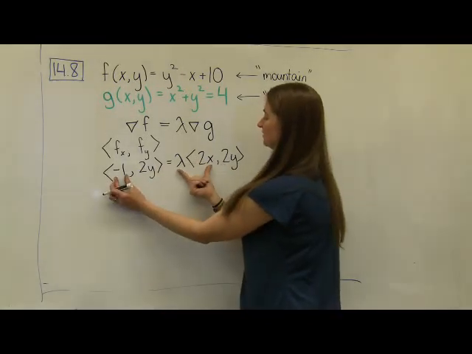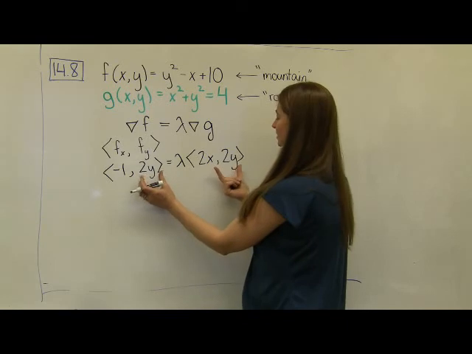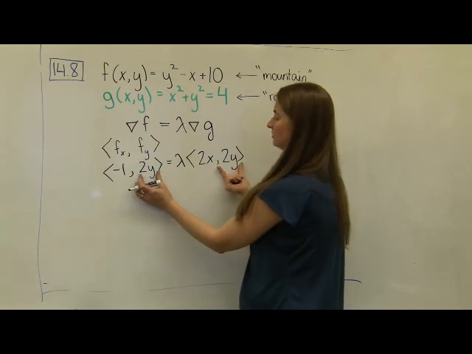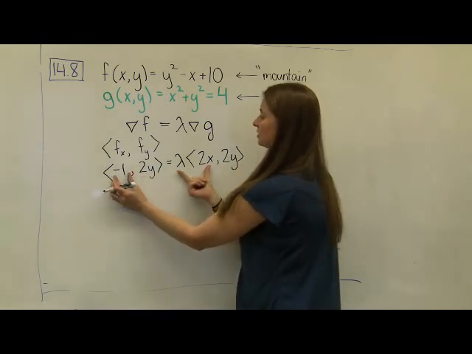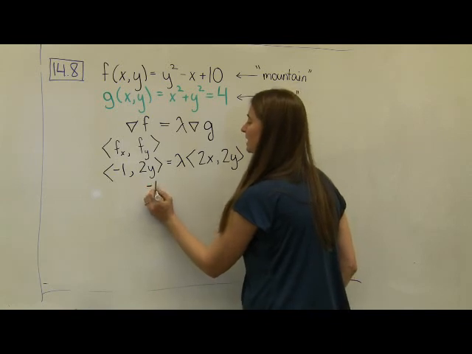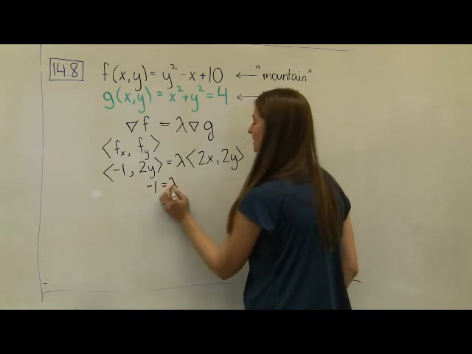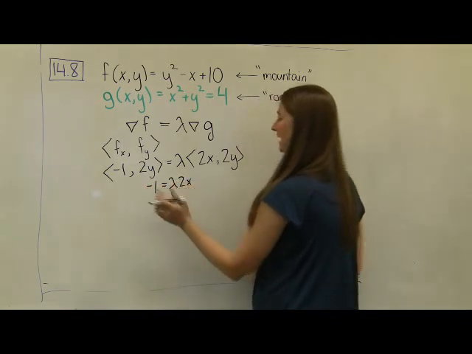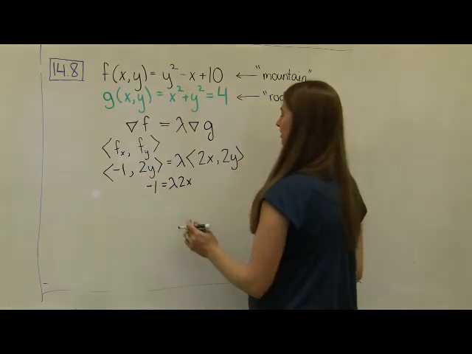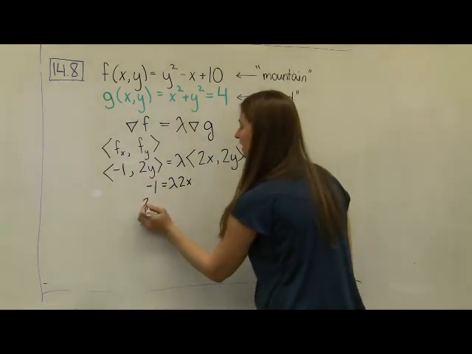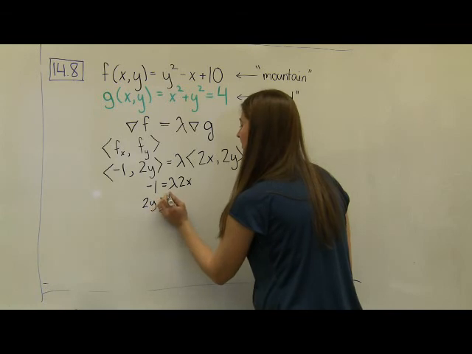Anyway, so in order for these two vectors to be equal to one another, it means that the x components of the vector have to be equal, and the y components of the vector also have to be equal. So setting the x components of the vector equal to one another, we get that -1 has to be equal to lambda times 2x. And setting the y components equal to one another, we see that 2y has to be equal to lambda times 2y.